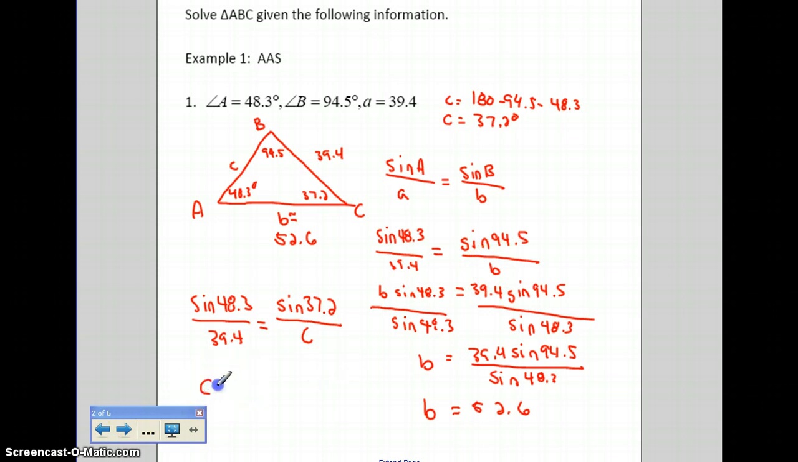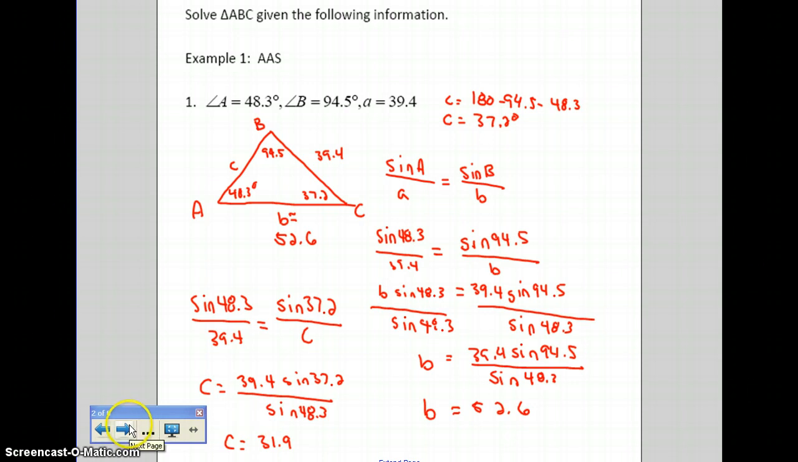So what ends up happening is you get c to be 39.4 sine 37.2 over the sine of 48.3. And when I do the math, I get side C to be 31.9 units. Okay? So this isn't too bad.